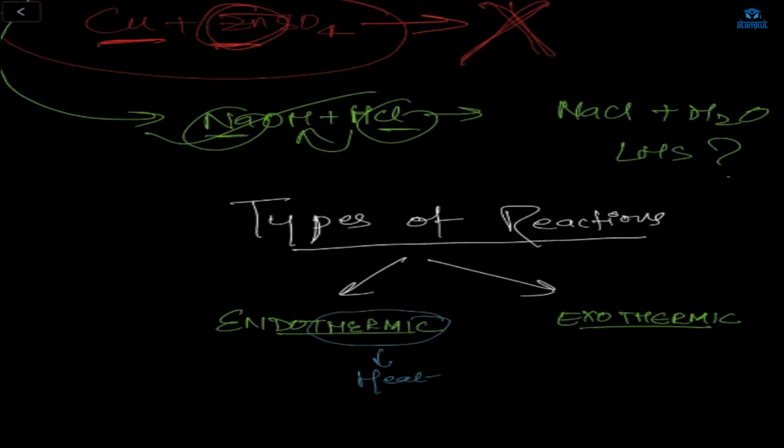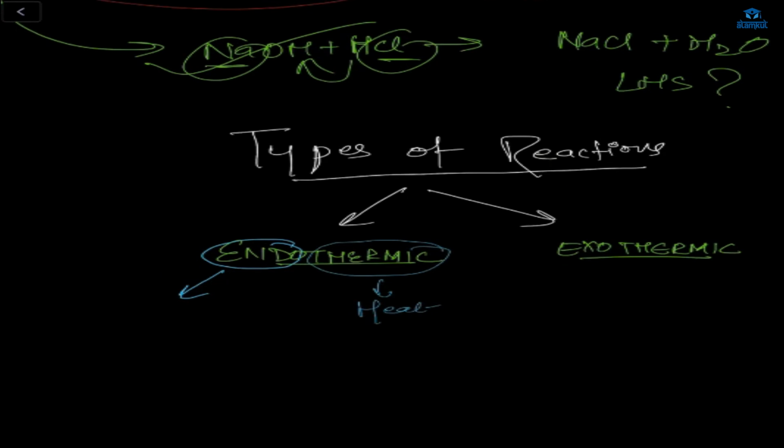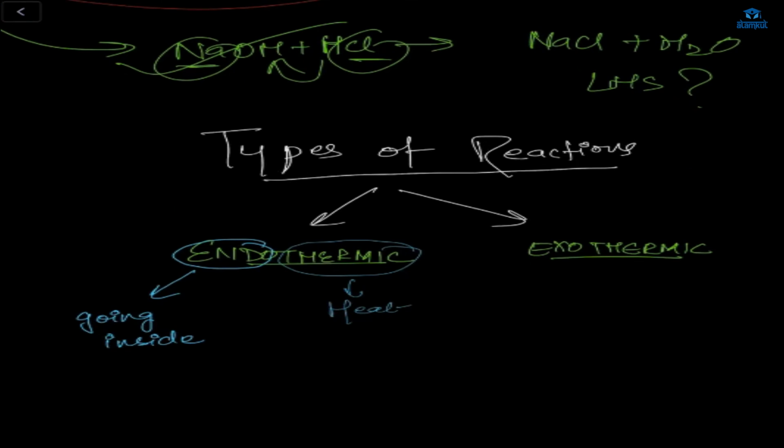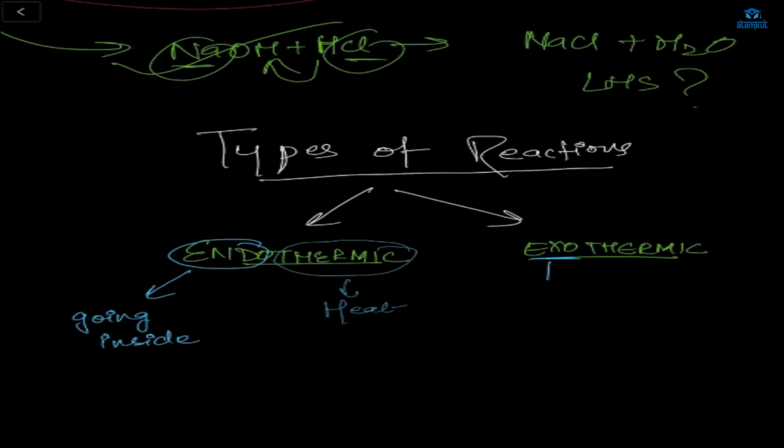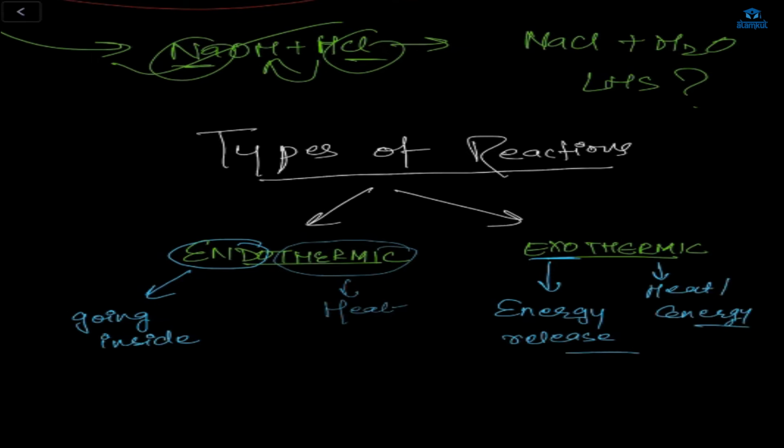And what is endo? Endo means going inside. It means heat is going inside. This is endothermic. Thermic means heat and endo means going inside. And what is exo? Exo means coming out, just the opposite. In chemical terms, it will be energy release, and here energy gain. This is my heat or energy, you can say both. Supplying of energy inside we call endothermic, and energy releasing we call exothermic.